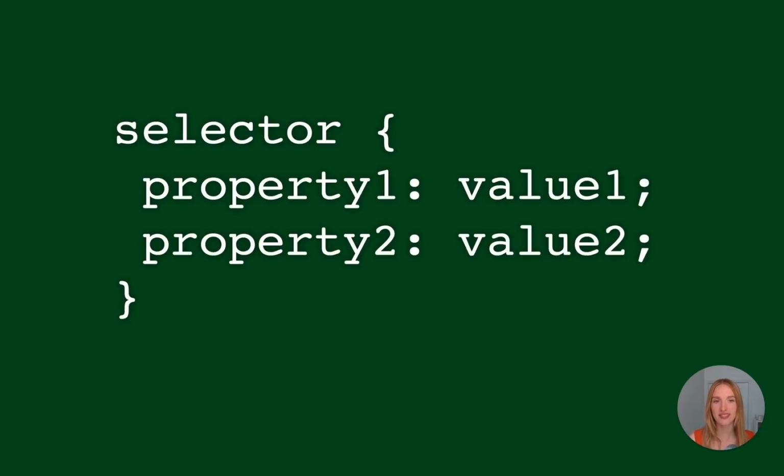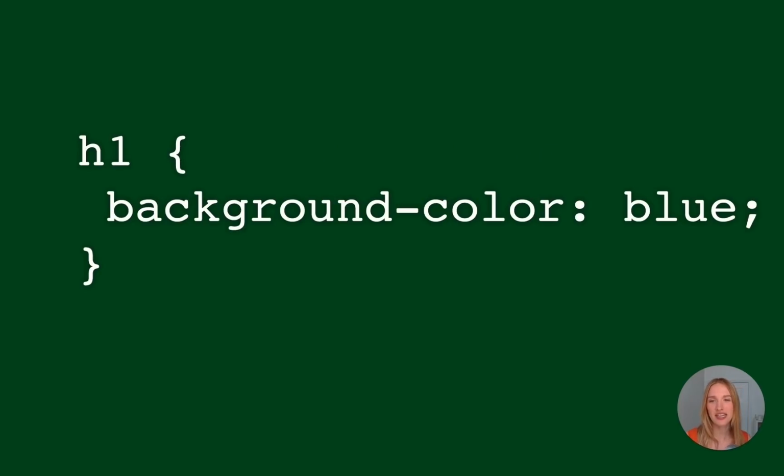Let's go over an example. Here the selector is this H1 element. And here we are saying select all H1 elements and make them have a background color of blue. The background color is the property and the value is blue. Now let's go see this in action in our application.